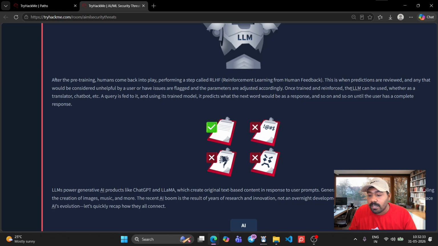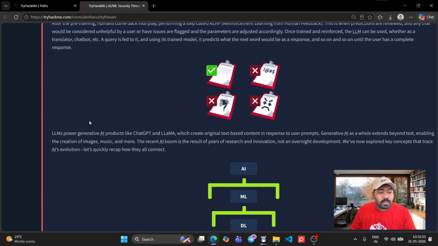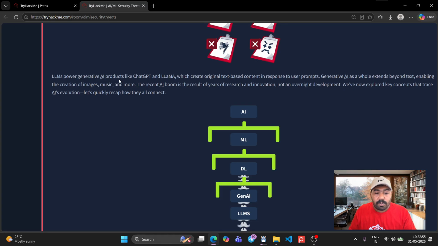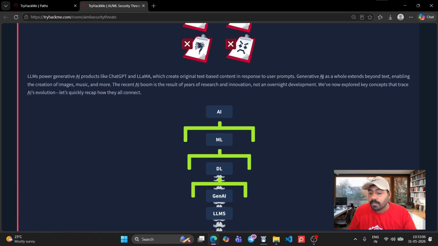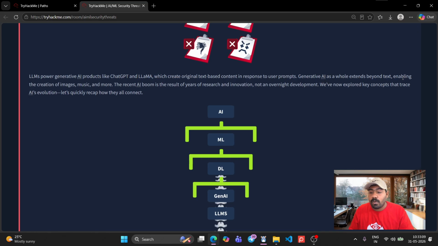Once trained and reinforced, the LLM can be used as a translator, chatbot, etc. A query is fed into it, and using the trained model, it predicts what the next word of the response would be, and so on, until the response is complete. So LLM-powered generative AI produces products like ChatGPT and Llama, which create original text-based content in response to user prompts. Generative AI as a whole extends beyond text, enabling the creation of images, music, and more.